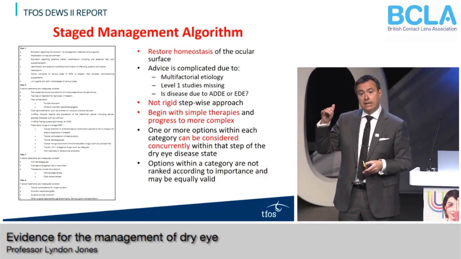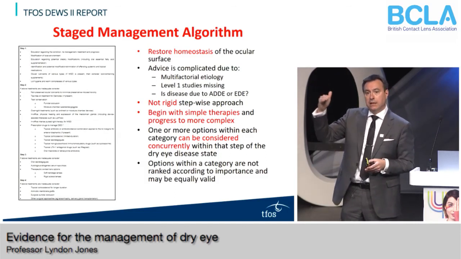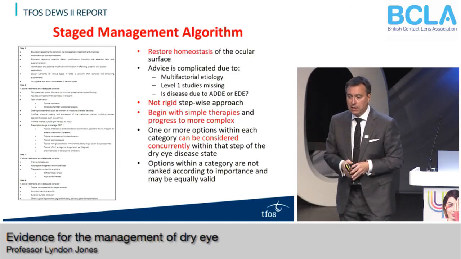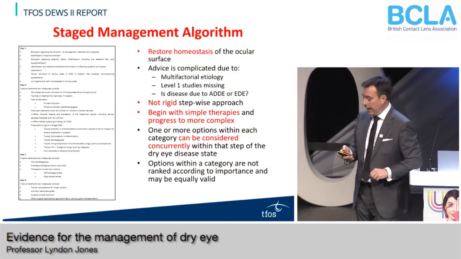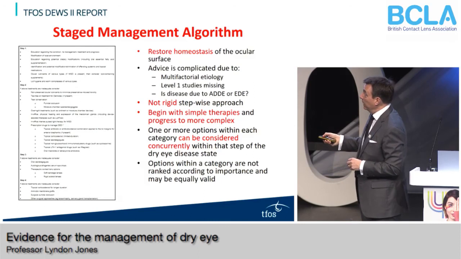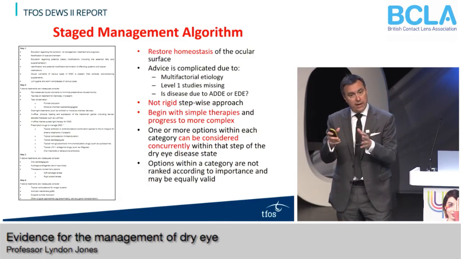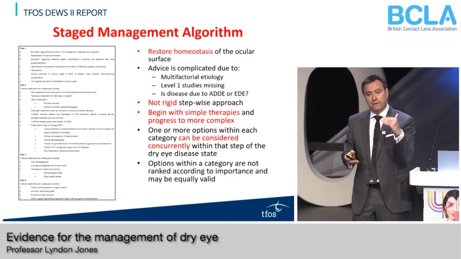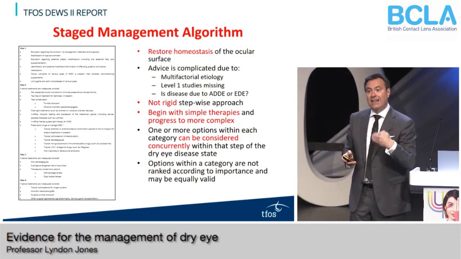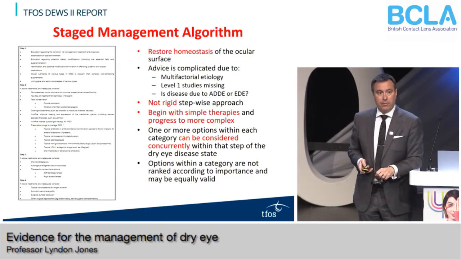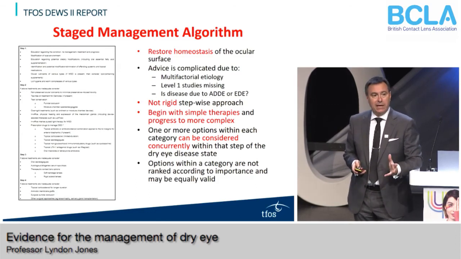But basically we, as you'd imagine, as we as clinicians do every day, begin with more simple therapies, and then of course progress through to the more complex. And the options within each category that we list are certainly not ranked according to their importance. We just were able to rank them in terms of, we think for this severity of dry eye disease, this is where this management probably ends up being most valuable. And so that was basically what we ended up doing.